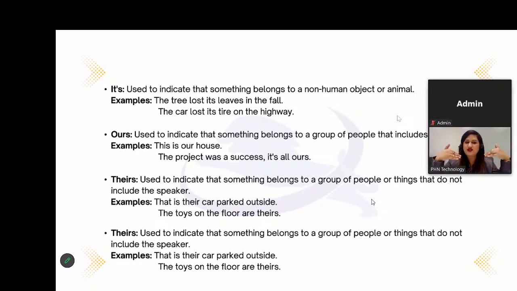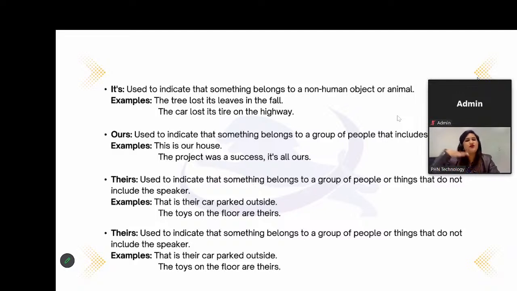If someone is asking you a question, who all are going to the beach? Then you're going to say, we all are going to go to the beach. Okay. Now we're going to talk about theirs, used to indicate that something belongs to a group of people or things that do not include the speaker. So examples: this is their car parked outside. That is their car parked outside. The toys on the floor are theirs.